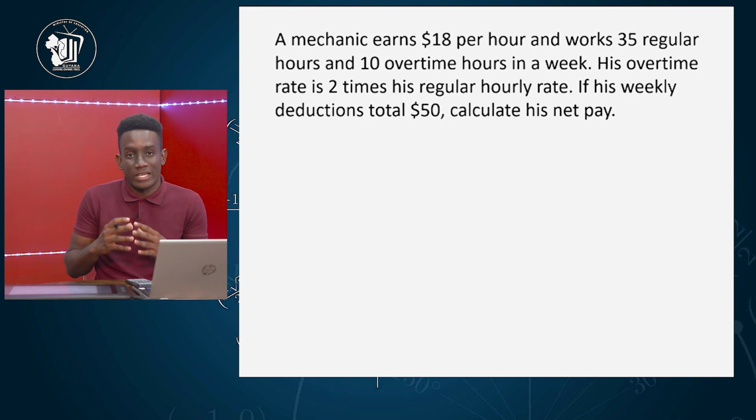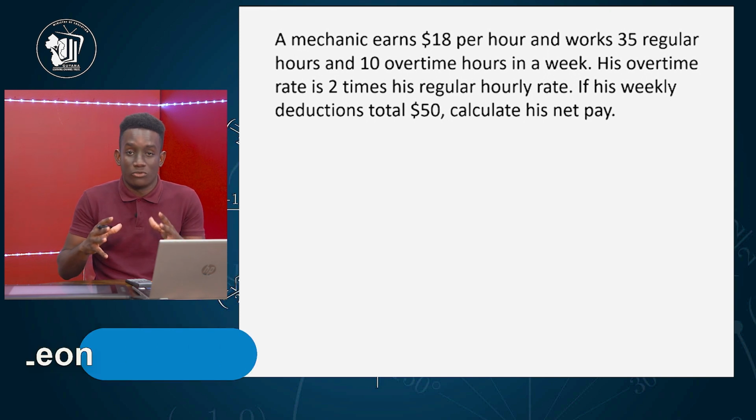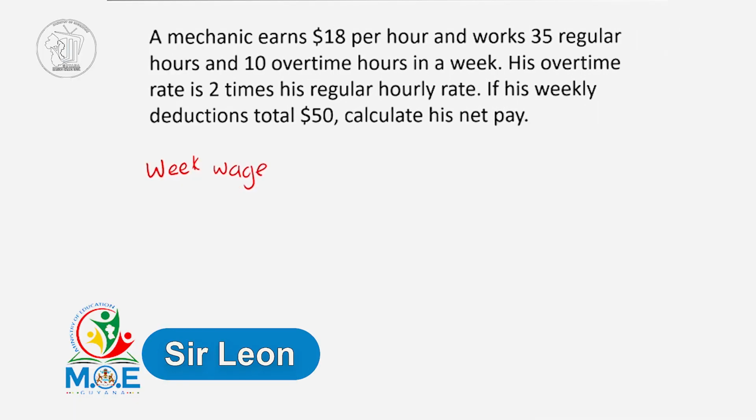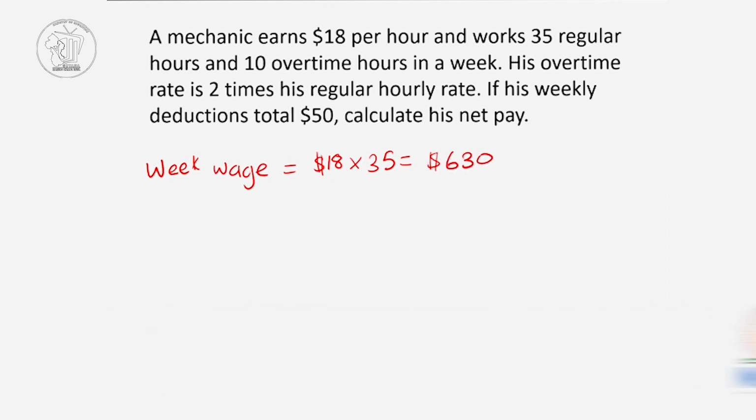So the first thing, let's find this mechanic's normal salary during his normal working time. So his weekly wage would be, so he earns $18 per hour. This would be 18 multiplied by the number of hours that he worked, which would be 35. So 18 times 35 would give us $630. And this would be his weekly wage.